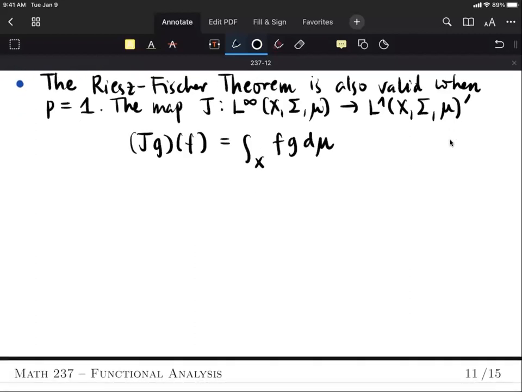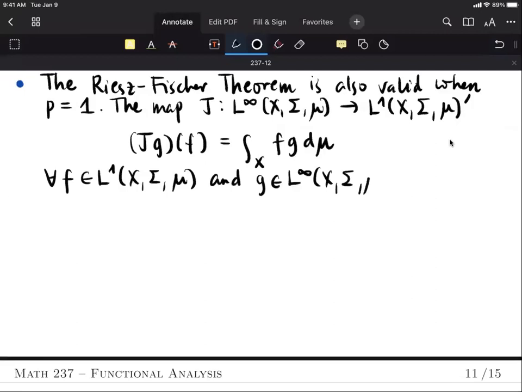Now for all f in L^1 and g in L infinity. This is an isometric isomorphism.